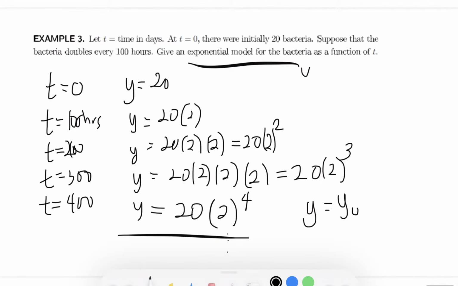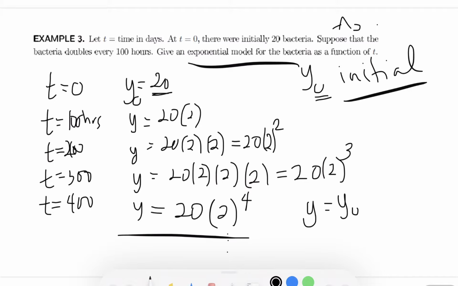When we talk about y sub o, this is always your initial value. Or it can be a sub o, b sub o, and so on. It's the initial. So our y sub o here is your 20. Since it doubles every time, so we have 2 raised to, how did we get 4, 3, 2? We can have a relationship of your time t. 400 divided by what to become 4? That is 100. Every 100 hours.